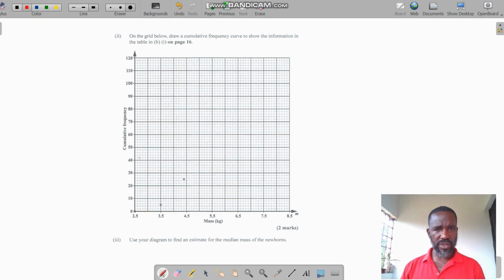So now they want us to construct the cumulative frequency curve from this information that they gave us here. So we know that 5.3 corresponds to 55. So this is 5. So 5.3 corresponds to 55. So 52, 54, 55. So, all right, that would be 55.